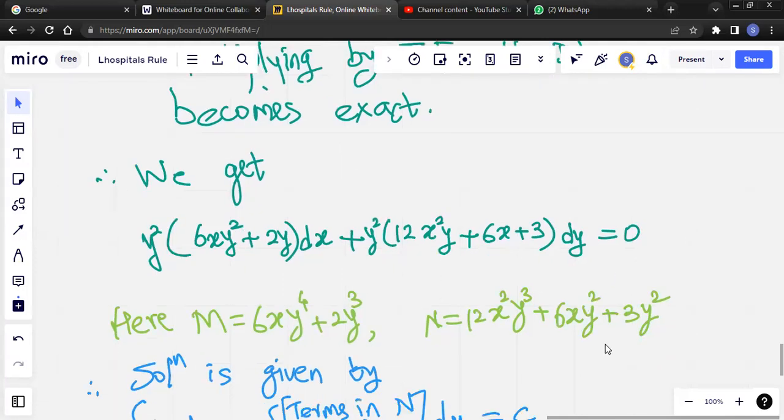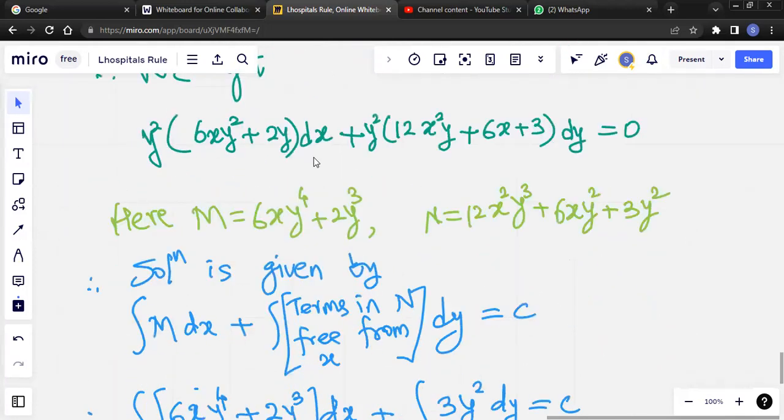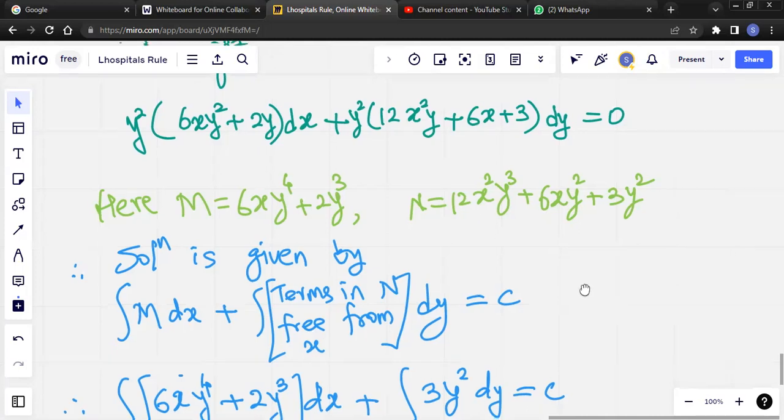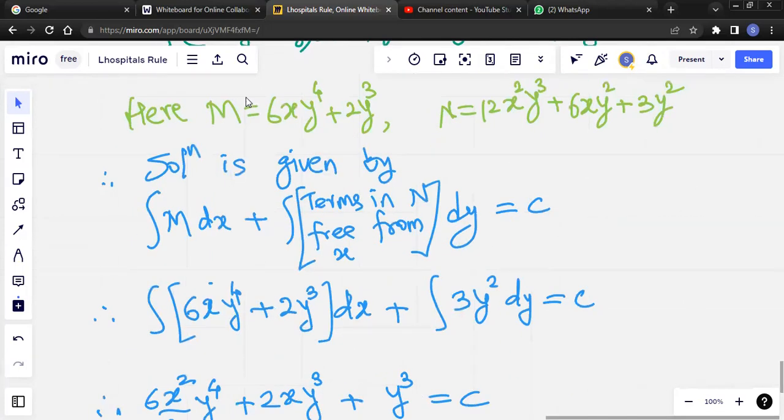So what is M and what is N? Let us note. M is 6xy raised to 4 plus 2y cube, and N becomes 12x square y cube plus 6xy square plus 3y square. Now this equation has turned exact. If you want, you can go through and check it. And let us go for its solution.